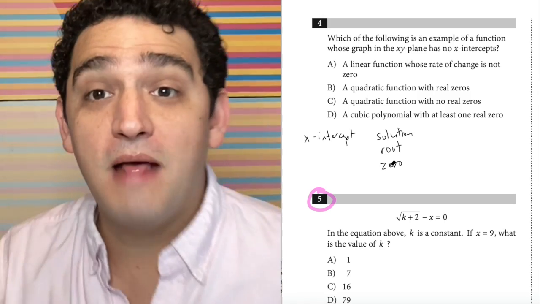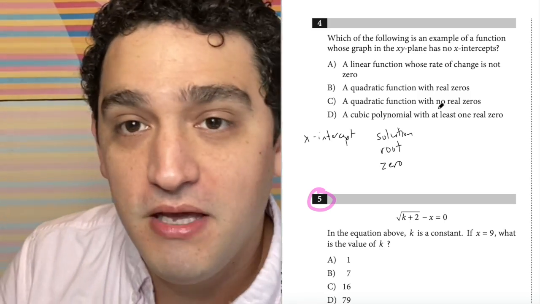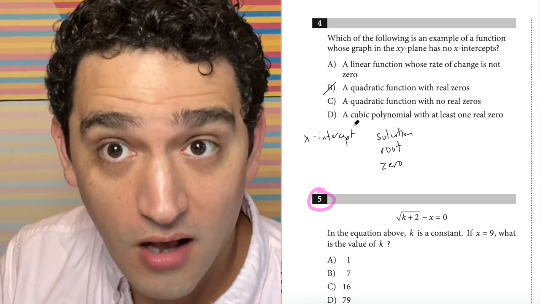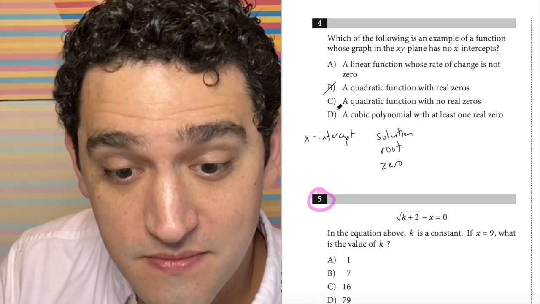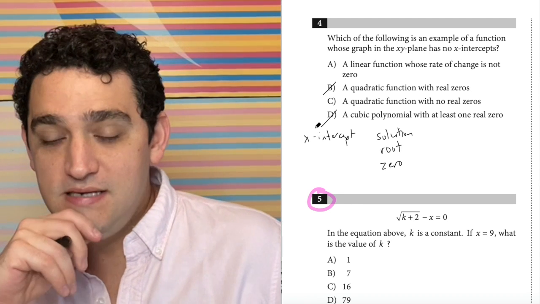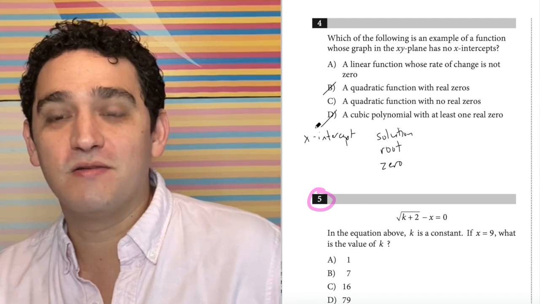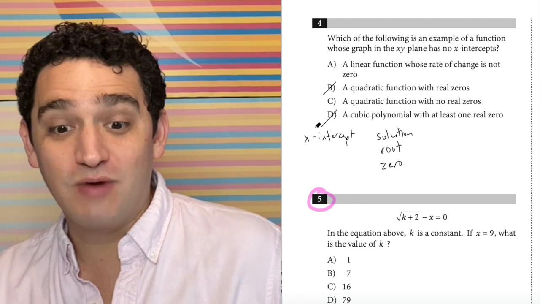I think we can automatically cross 2 off. B says it has real zeros. D also says it has real zeros. Now, C literally says the function has no real zeros. That should jump out at you as a right answer.